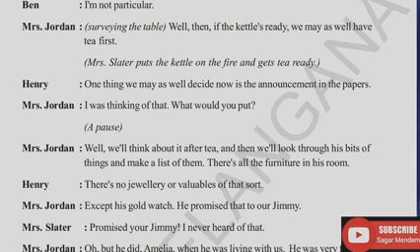If the kettle's ready, we may as well have tea first. One thing we will decide now is the announcement in the papers. I was thinking of that. What would you put? Well, we will think about it after tea, and then we will look through his bits of things and make a list of them. There is all the furniture in his room.